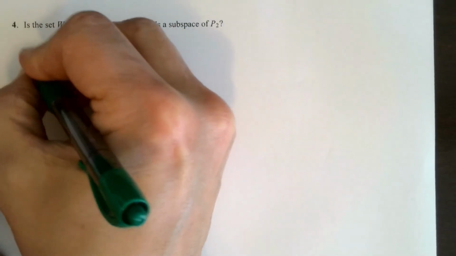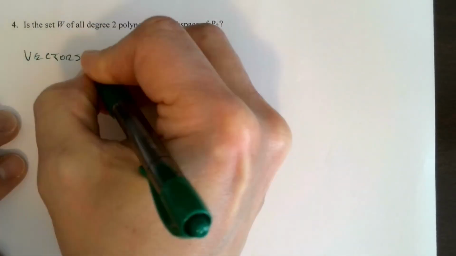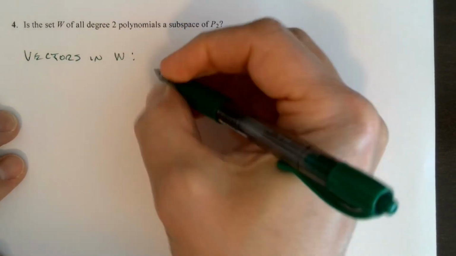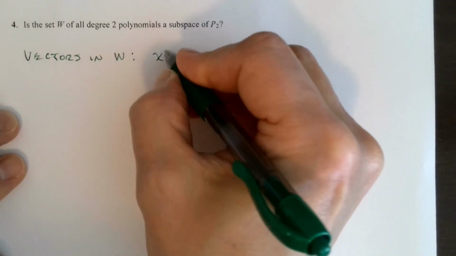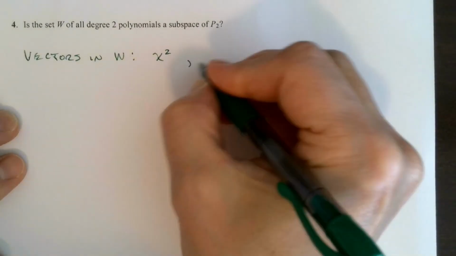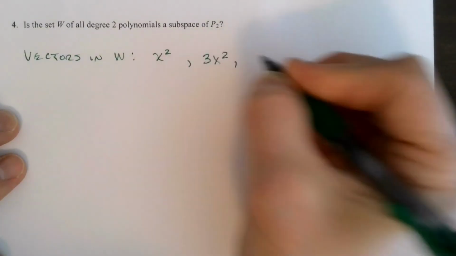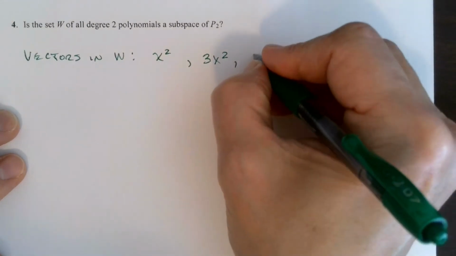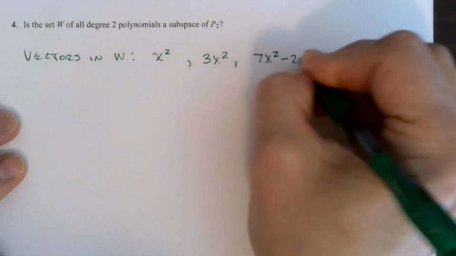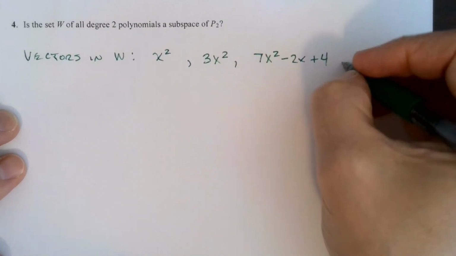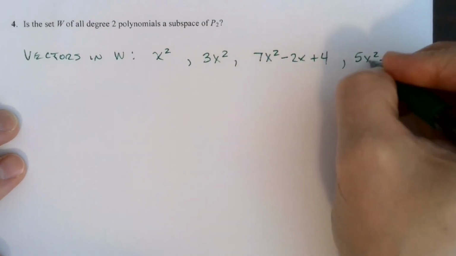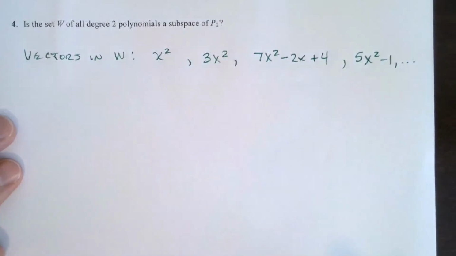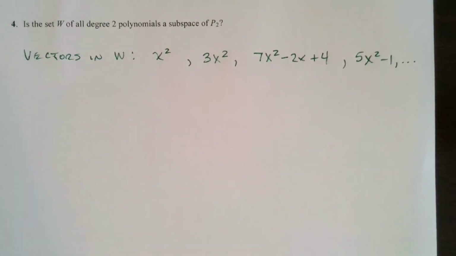And so what are some vectors in W? Well, x squared is, 3x squared is, 7x squared minus 2x plus 4, or 5x squared minus 1. And we can go on and on. As long as there's an x squared term there, then we're going to have a polynomial in the set W.